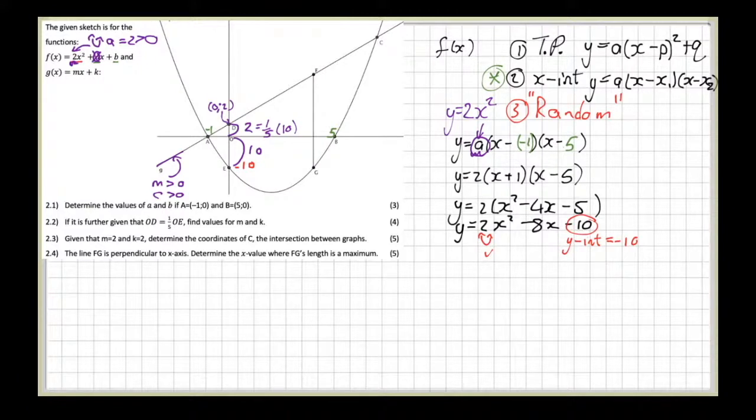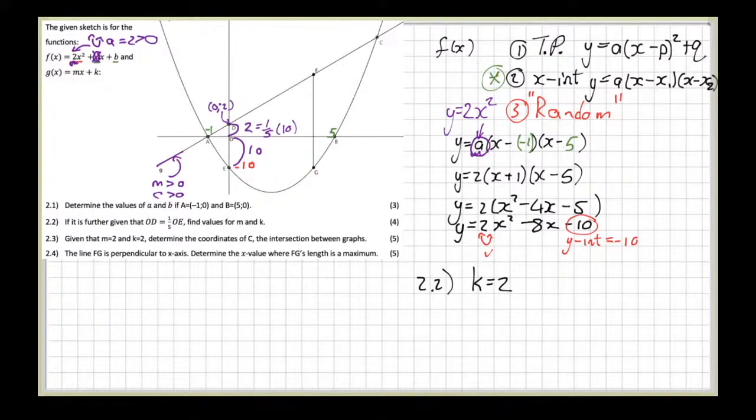Let's quickly have a look now at the next question. Question 2.2. Question 2.2 asks us to determine the values for m and k. Now, m is a gradient and k is the y-intercept. So automatically I have that k is equal to 2 because that's a y-intercept.